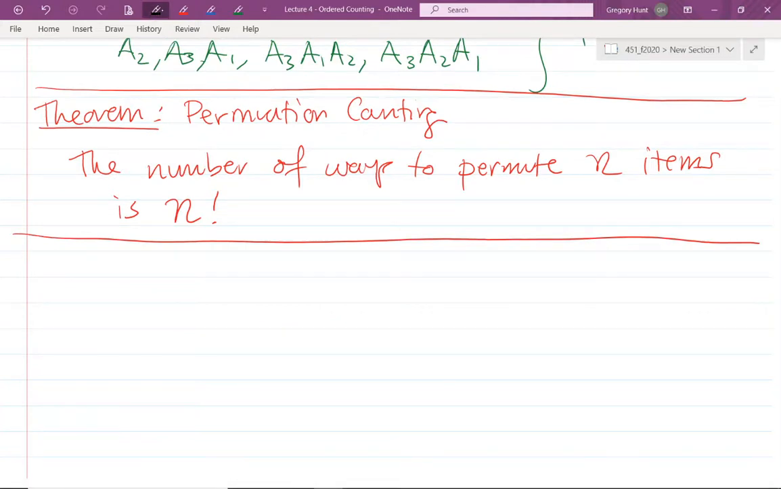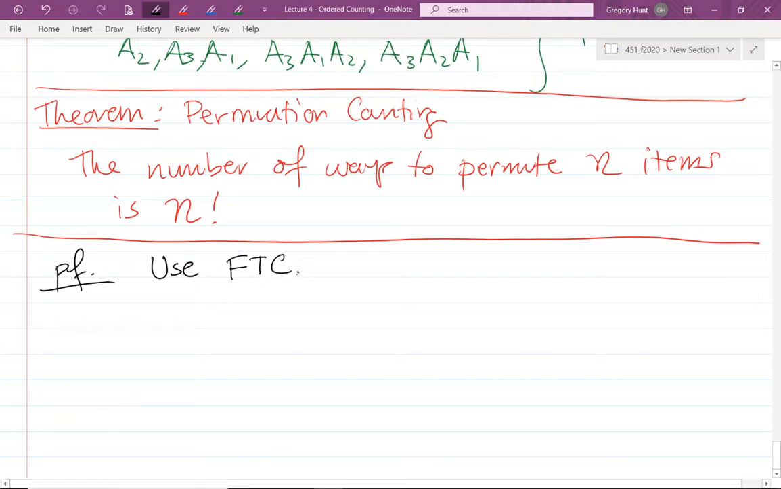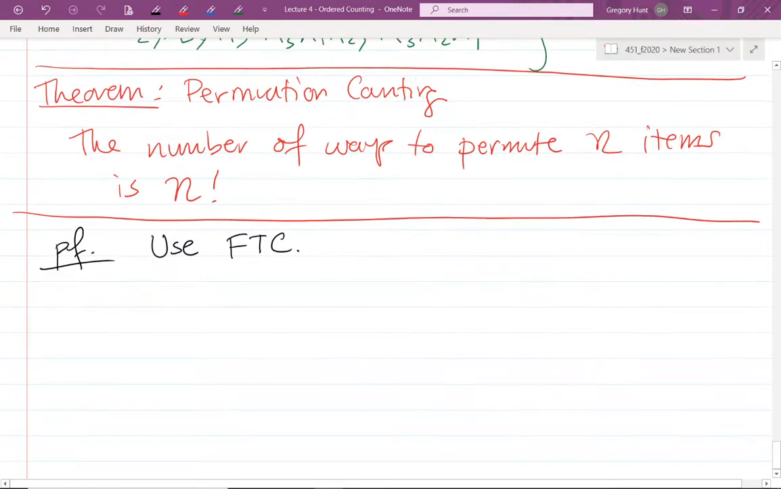Excellent. Okay. Proof. Why is that true? Well, what do we know about counting so far? Not a lot. What other theorems do we have? Well, we have the fundamental theorem of counting. Let's use the FTC to prove this. If I want to choose an ordering of things, this is very much like ordering my cards. In fact, those shuffles of the cards are permutations of the 52 cards.